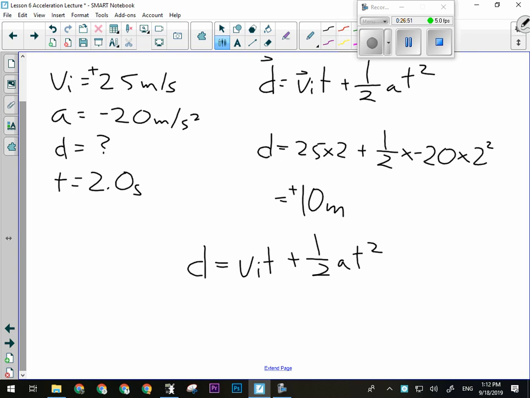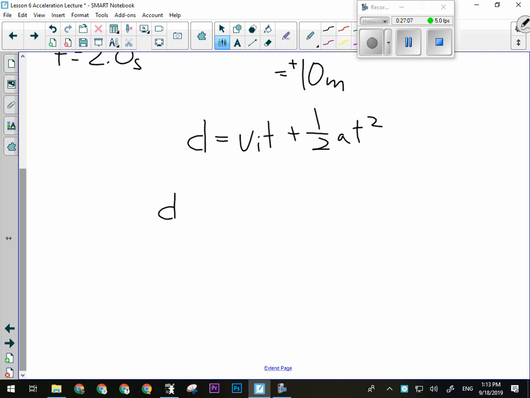Okay, I move what's not attached first. There's a lot of things not attached to vi. But divide by 1/2 at squared? I wouldn't divide, I would do the opposite of what I'm doing, which is subtract. So I'm adding 1/2 at squared, I would subtract 1/2 at squared. So d minus 1/2 at squared equals vi times t.